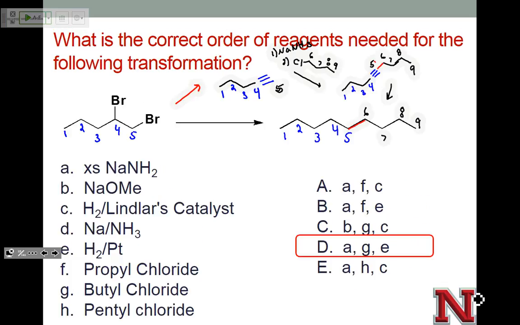We have A and then G and then our E for H2 and platinum. Again, when you're drawing these, of course, with the questions, I can't really have the full steps for each one. So you're just putting in your reagents. But what I want to see is your reagent and then the resulting isolatable compound. That way I can fully see if you're understanding it.